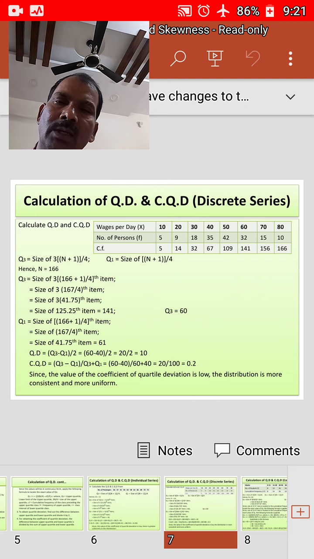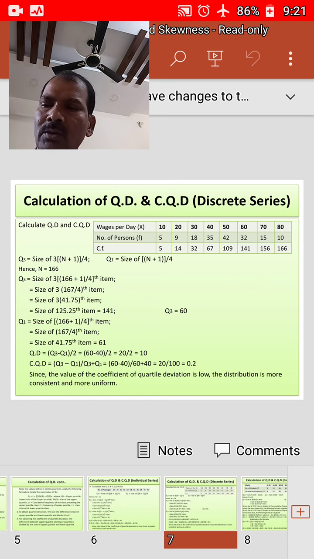That is 250 minus 150 by 2, that is 250 minus 150, 100. 100 by 2 is equal to 50. Whereas coefficient of quartile deviation is equal to Q3 minus Q1 by Q3 plus Q1. That is 250 minus 150 by 250 plus 150, that is 100 by 400, 0.25.